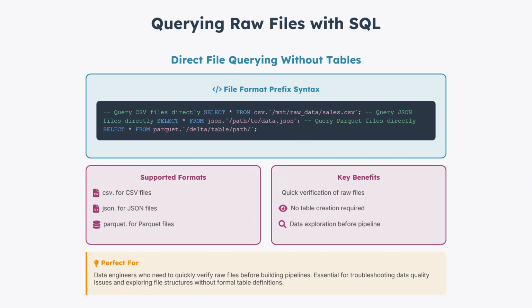You can query raw files directly using SQL without creating tables. Use file format prefixes like CSV, JSON, or Parquet. For example, SELECT * FROM csv.`/mnt/raw_data/sales.csv`. Supported formats are CSV for CSV files, JSON for JSON files, and Parquet for Parquet files. The key benefits are quick verification of raw files and no table creation required. This is perfect for data engineers who need to quickly verify raw files before building pipelines.